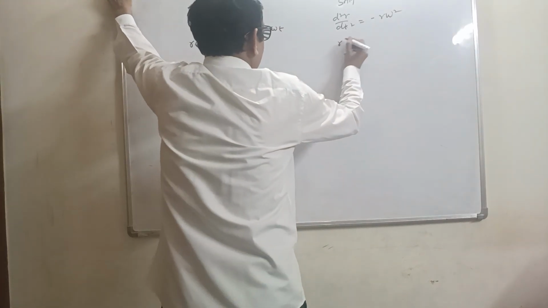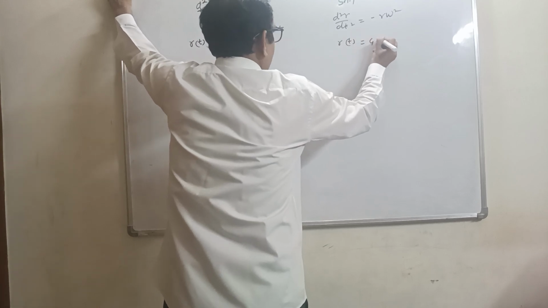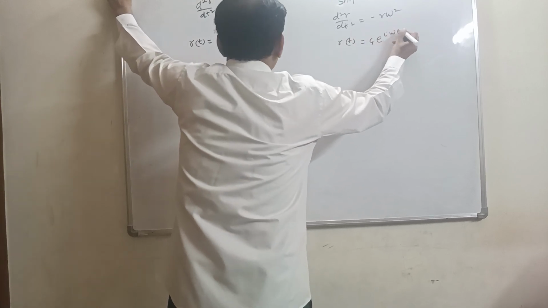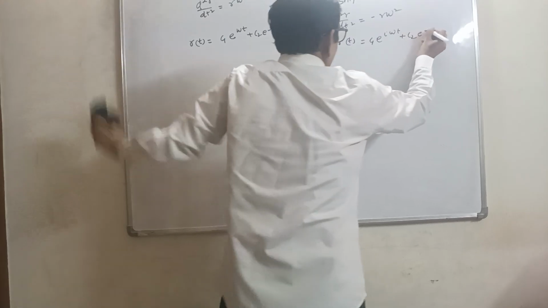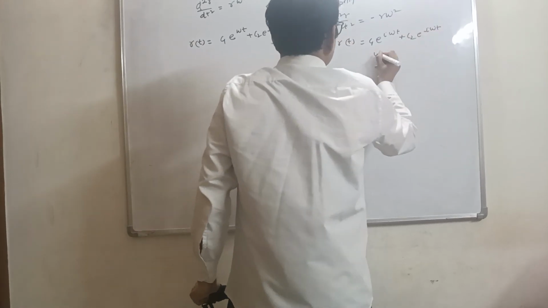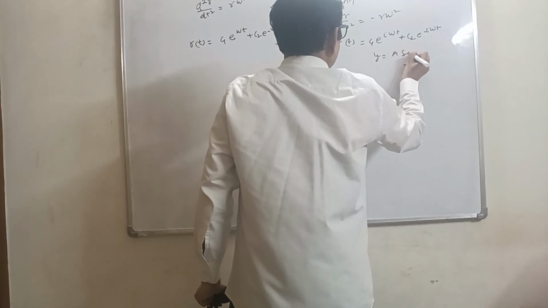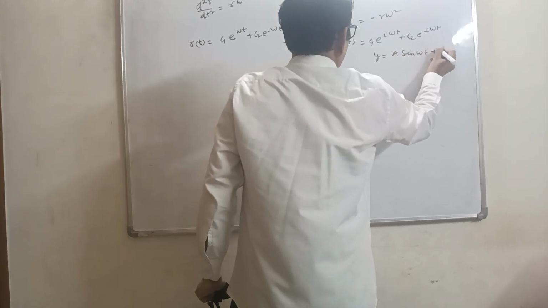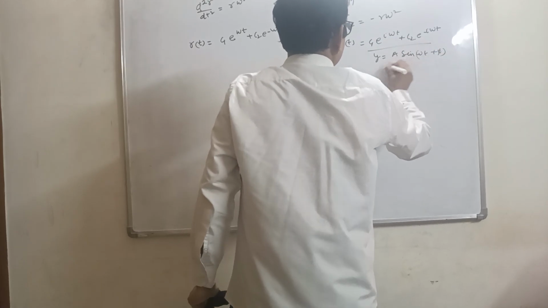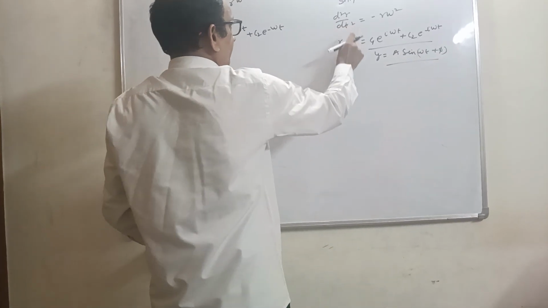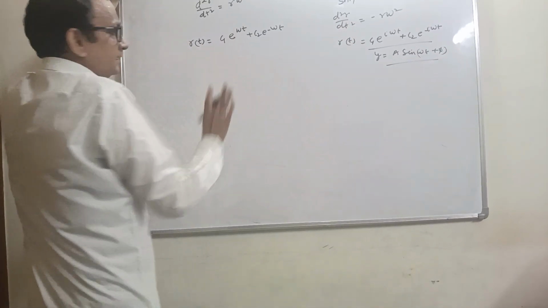And for the SHM equation, c1 e raised to power iota omega t plus c2 e raised to power minus iota omega t. Also the solution y is equal to a sin omega t. We have also found these results by this equation. So why do we get this equation?